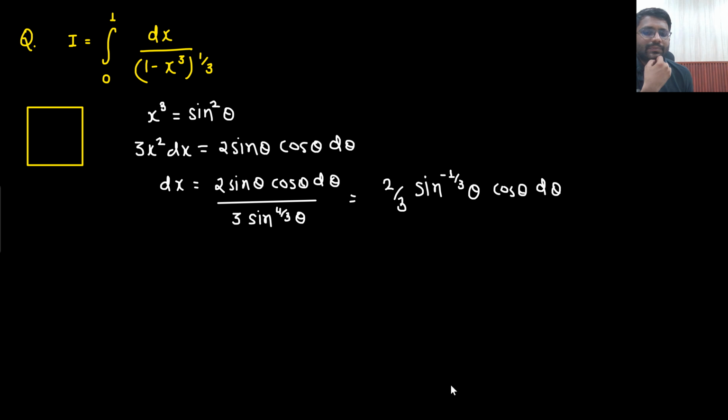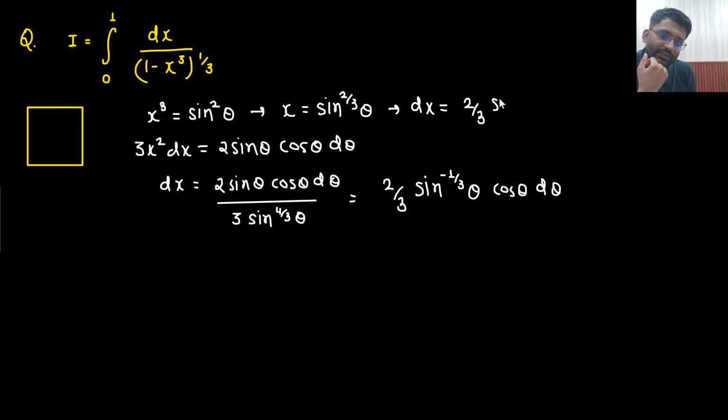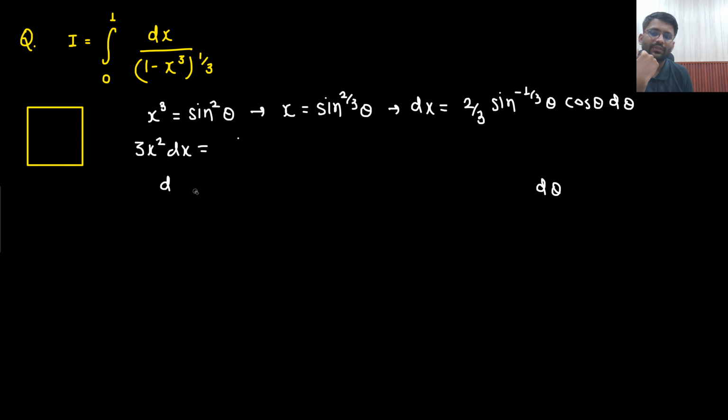Is that clear to you? This is the value of dx you are getting. From here, what is the value of x? The value of x is coming out to be sine 2 by 3 theta, no? So from here only I could have calculated dx. I should not be doing all these things. From here, 3 by 2 comes outside, so this will become cos theta d theta. So here only I could have calculated this. All this process was not even required.